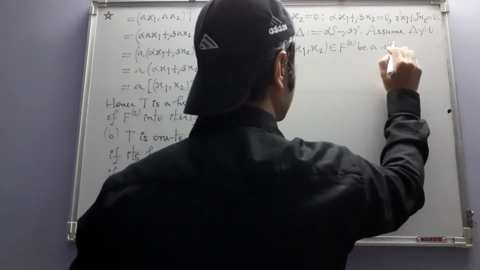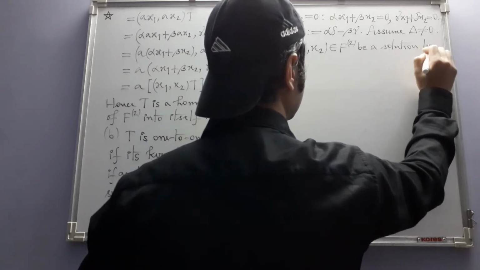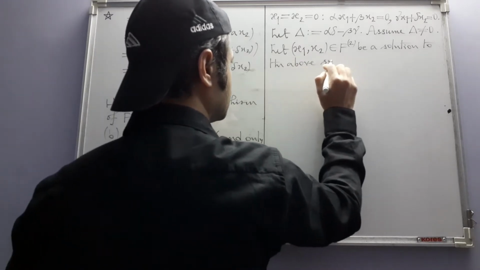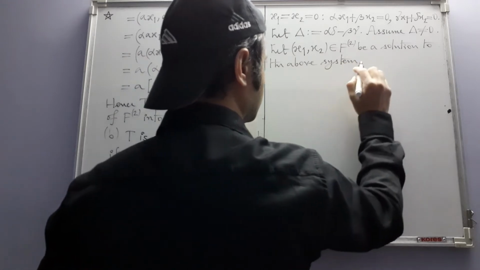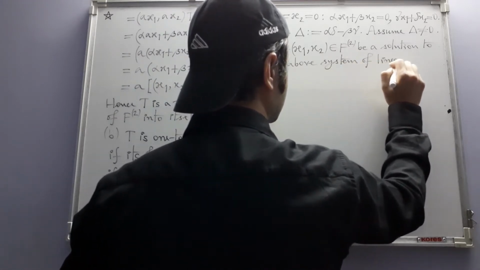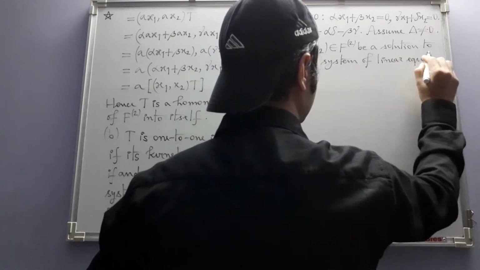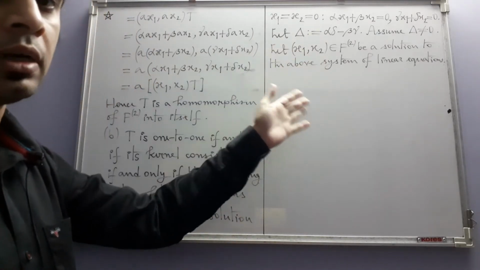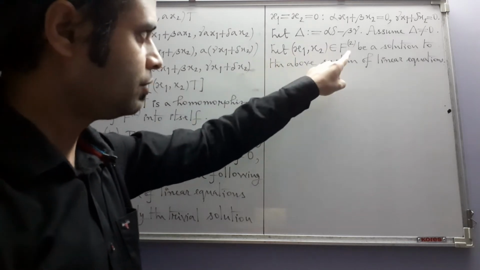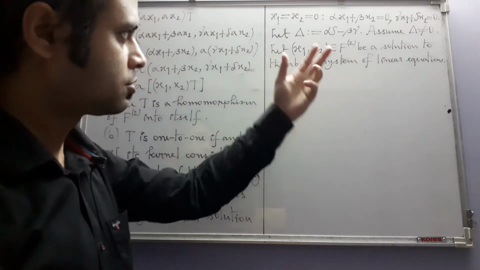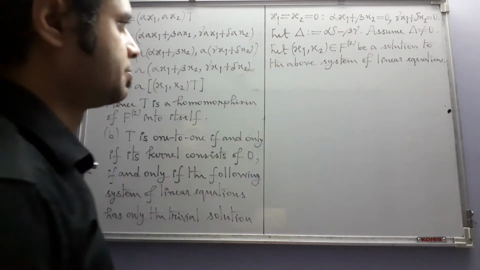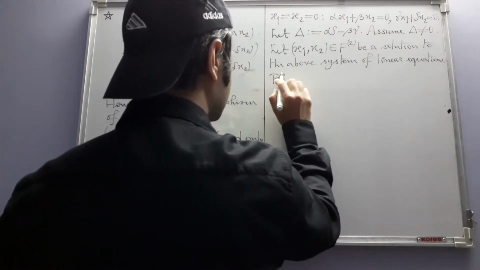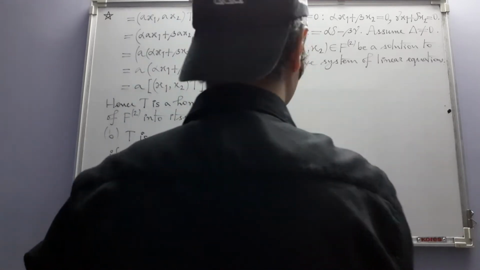Let x1, x2 be a solution to the above system of linear equations. That means now x1 and x2 are not arbitrary variables, they are some fixed elements from F, so that they satisfy both these equations. Okay, then now let's go through this calculation.